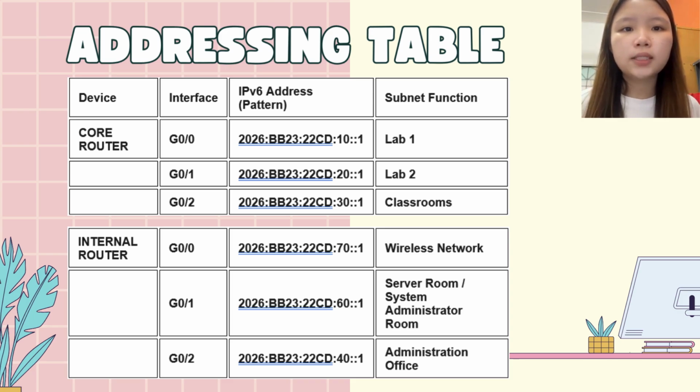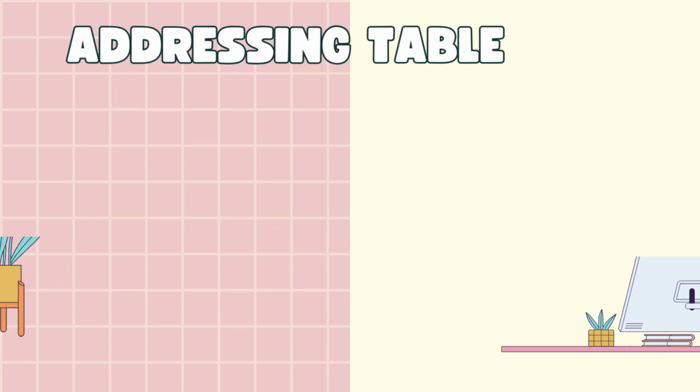This logical pattern makes network management and troubleshooting efficient. If we see an IP with 16, we immediately know it belongs to the server room on the internal server. All student PCs and end devices receive their IPs automatically via DHCP. So, these structured addressing schemes ensure our network is scalable, organized, and easy to troubleshoot.